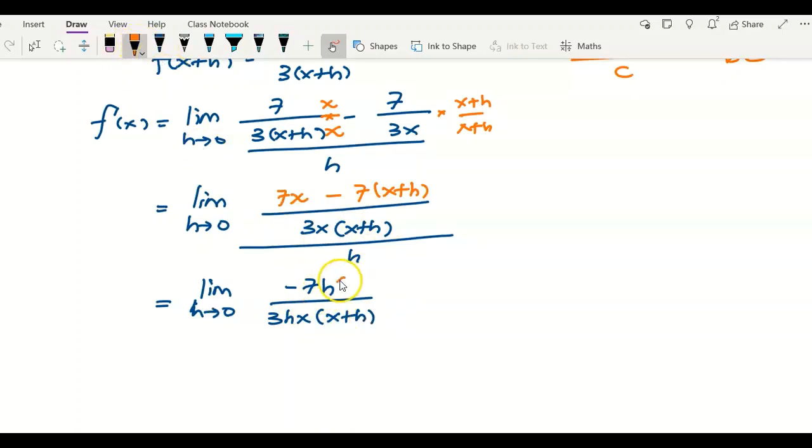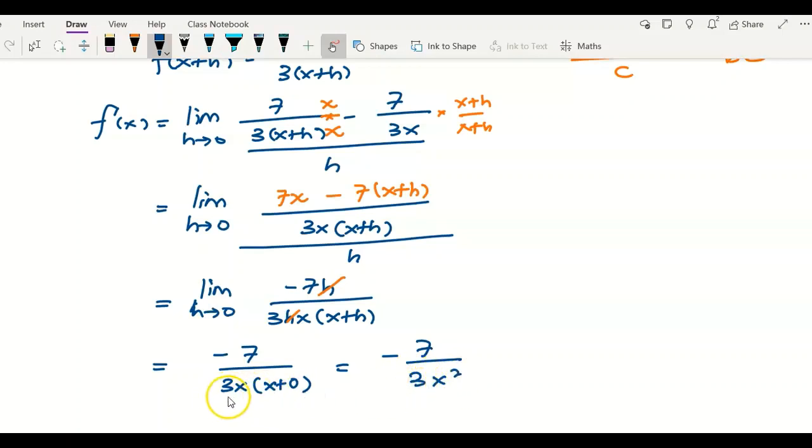And here you can see that h and the h can be cancelled off. Then I have negative 7 over 3x(x+h). Now I can directly process my limit by substituting h equals 0 into here. Once you start to process the limit, you don't have to write down the limit. You just write down what you substitute. Just now I said you substitute h as 0, so you get x plus 0. Simplify your answer. That will be negative 7 over 3x squared, because 3x multiplied by x, you get 3x squared.